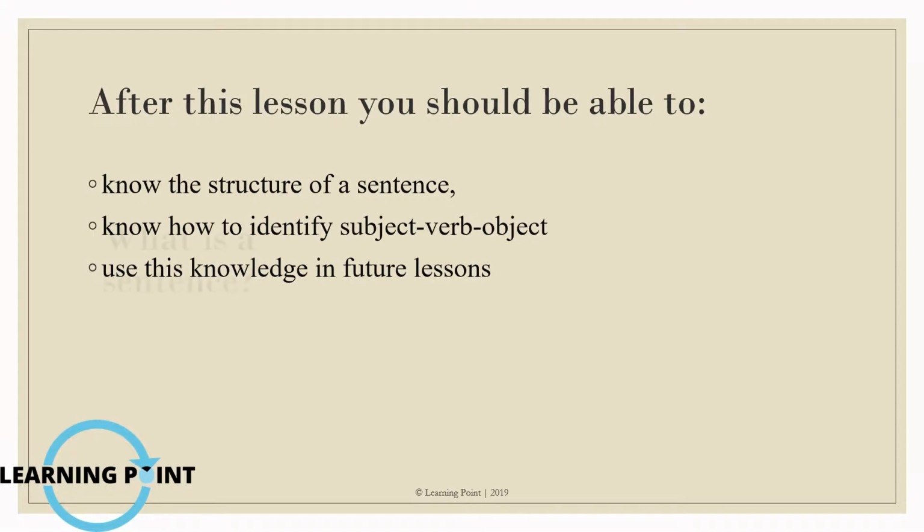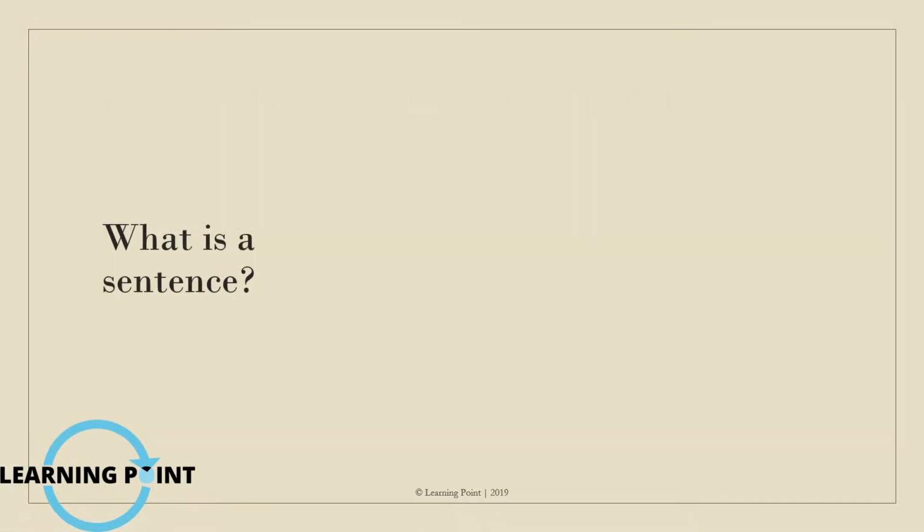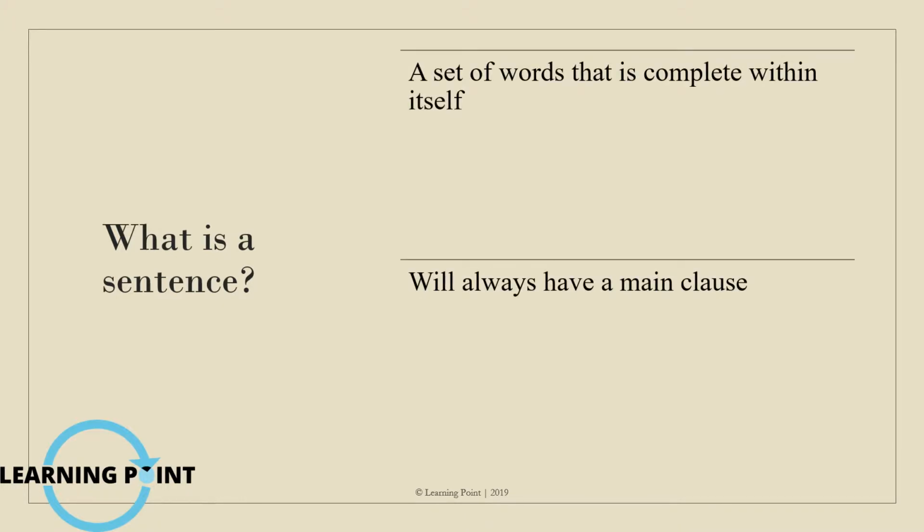What is a sentence? Now, a sentence is a set of words that is complete within itself. I want you to remember that. It is complete within itself. Today we will learn what makes it complete. And a sentence will always have a main clause. If there is no main clause, it's not a sentence.